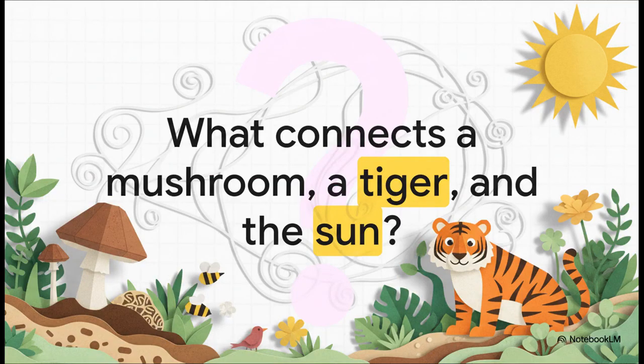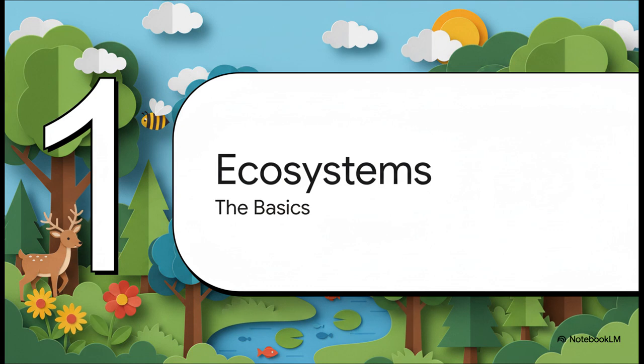All right, to kick things off, I've got a question for you. What could possibly connect a mushroom, a tiger, and the sun? I know, it sounds like the beginning of a bad joke, right? But the answer is everything. It's the key to understanding how life on this planet is woven together in this incredible, interconnected system. And that system, we call it an ecosystem.